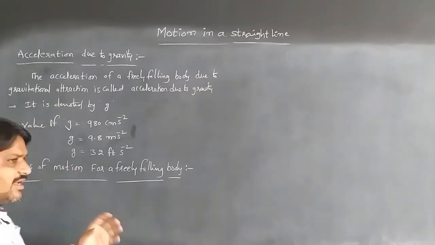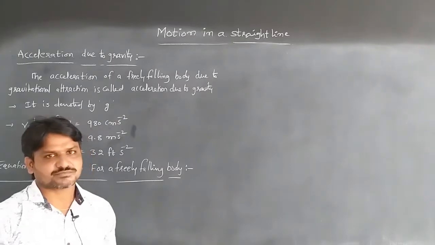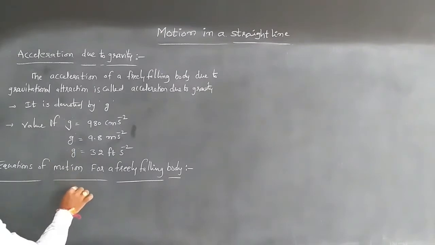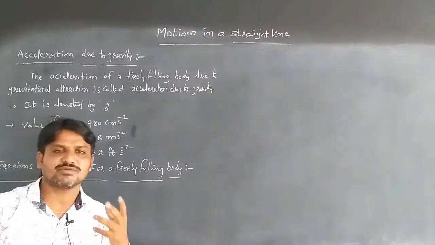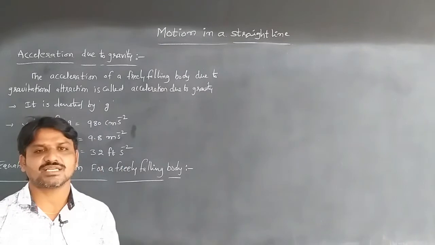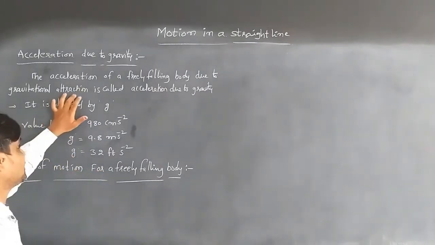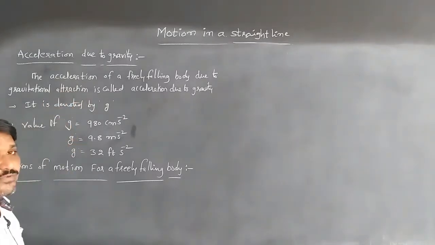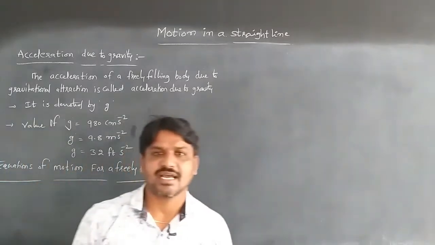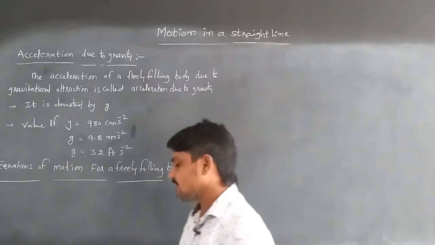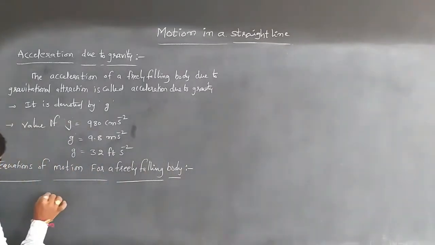We have derived the equations of motion. In equations of motion, when the body is in motion from a certain height, moving vertically downwards due to the gravitational attraction of the earth, that fall is called a free fall. Whenever the body is moving from a certain height due to the gravitational attraction, that fall is called a free fall.